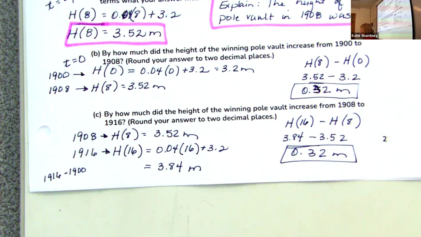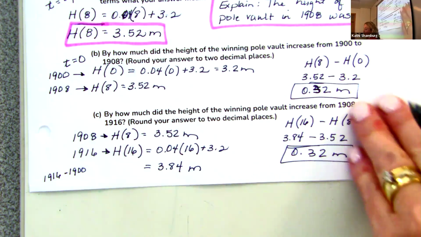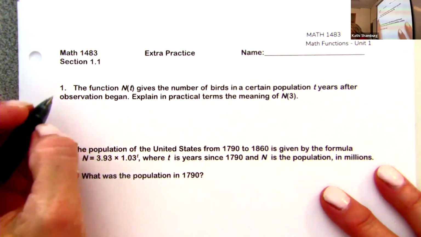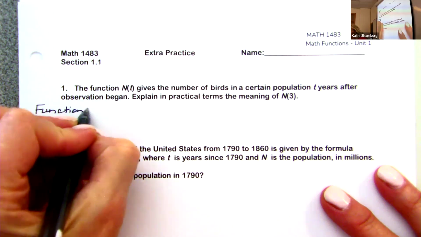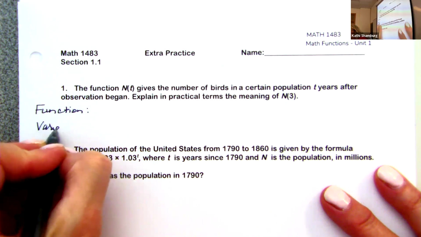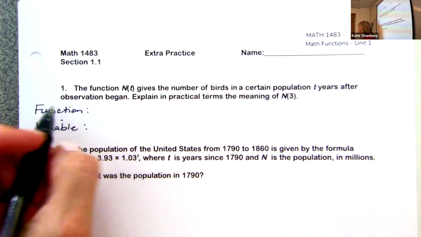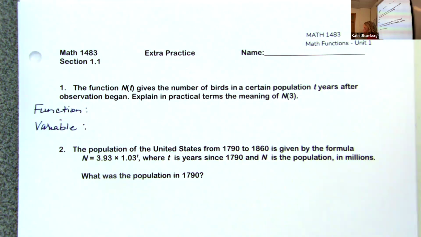All right. So the next page in the notes, if you'll notice, it's kind of an overview of section 1.1. It's an extra practice. I want you individually to read through this first one, and I want you to define the function, define the variable, and then answer the question being asked. I'll give you a little bit of time to do that, and then we'll look at it together. Now, if you read it and you're like, I don't even know how to start, I'm just going to wait on Mrs. Schamberg. No, that's why you've got a pencil.